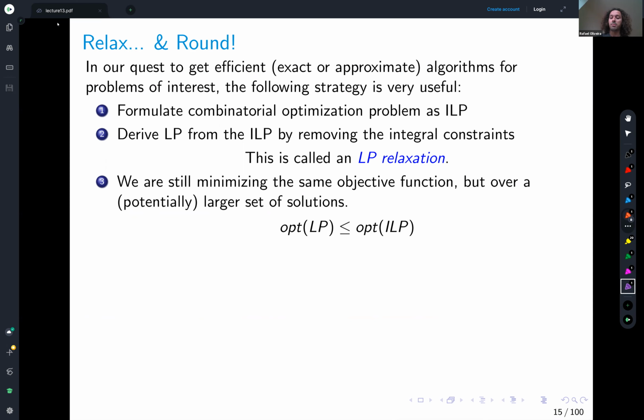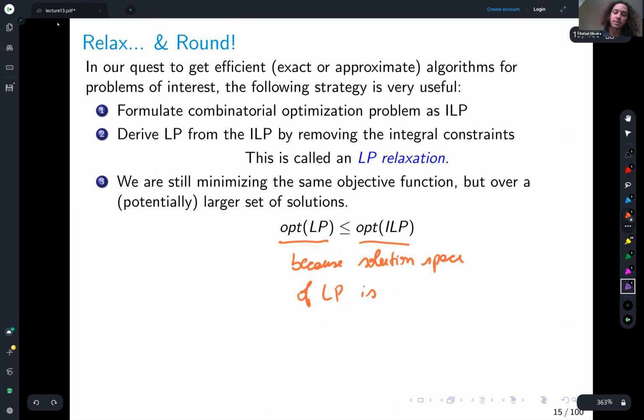So we're still minimizing the same objective function, but over a potentially larger set of solutions, which means that the optimum of the linear program is less than or equal to the optimum of the integer linear program. Just because the solution space of the LP is larger, or in other words, we're minimizing over a bigger set.